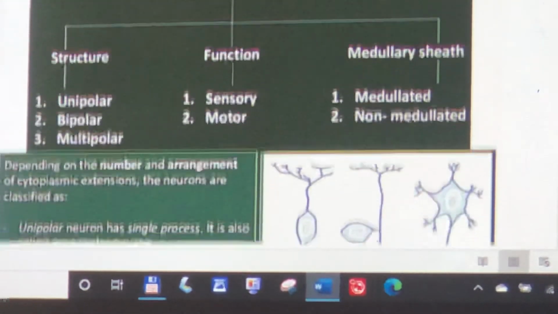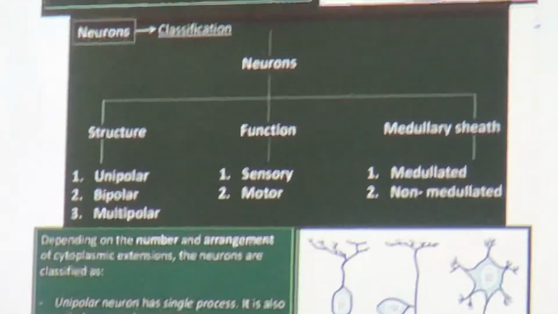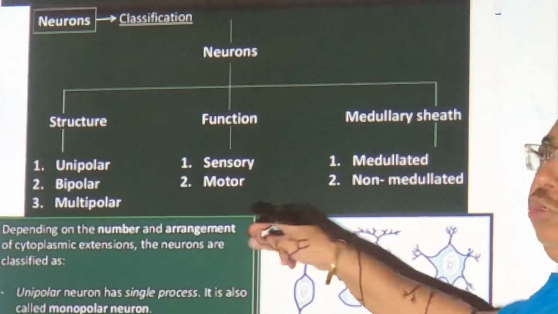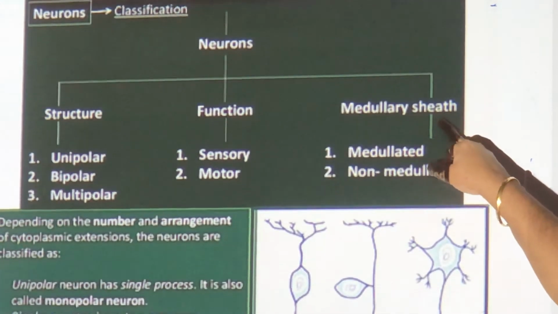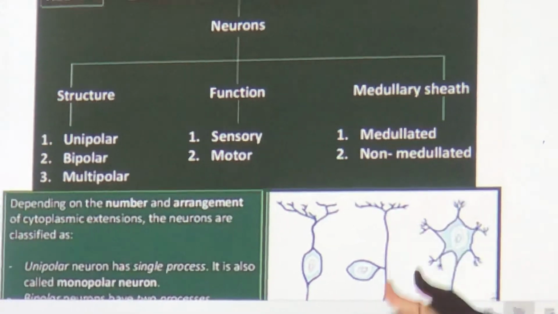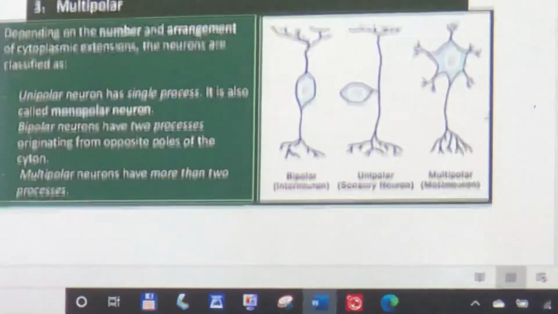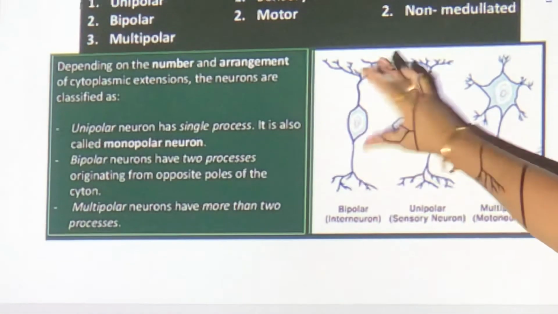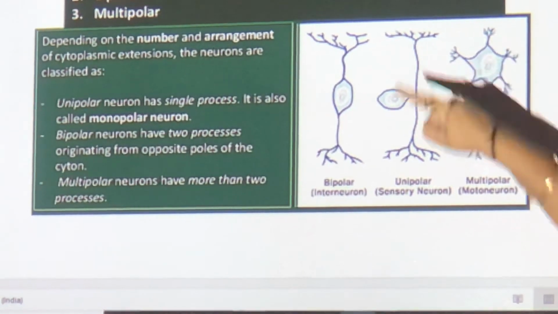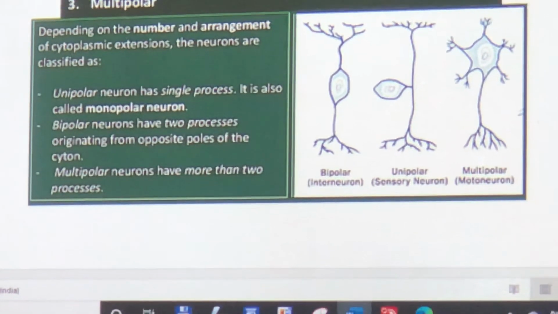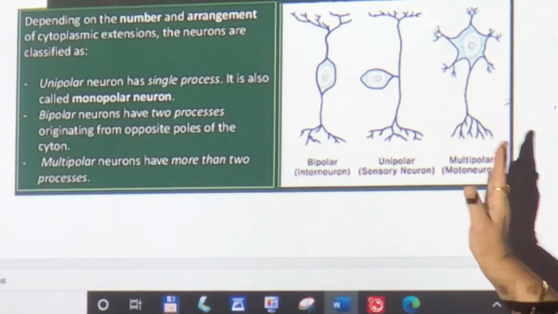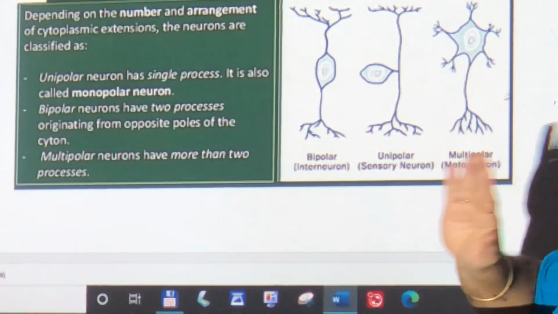Okay? Now neurons, depending on the structure, are unipolar, bipolar, multipolar. Depending on the work they do, they are sensory or motor, and according to the fat they contain, they may be myelinated or non-myelinated. Bipolar comes from two ends, unipolar comes from one end, multipolar comes from all the ends. So where is the signal coming from? Different ones have different functions. It's not that one is just better, it is what the body requires.